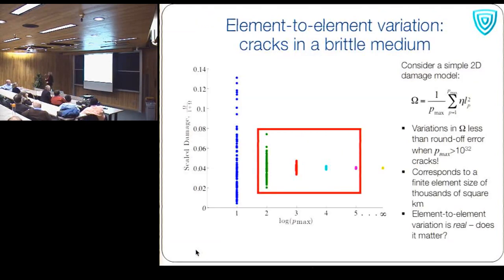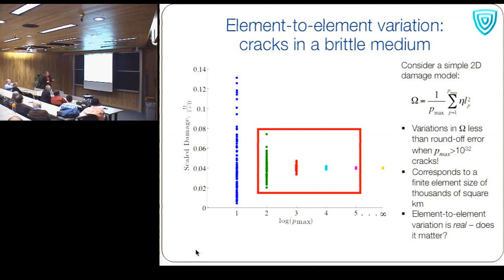So I guess the first question you might ask is, well, how much variability is there really? We just did a quick study with a simple 2D damage model. The damage omega here is basically the arithmetic average over the number of cracks of the area density of cracks times the length of the crack squared. So you can think of it as a mean square of crack length.